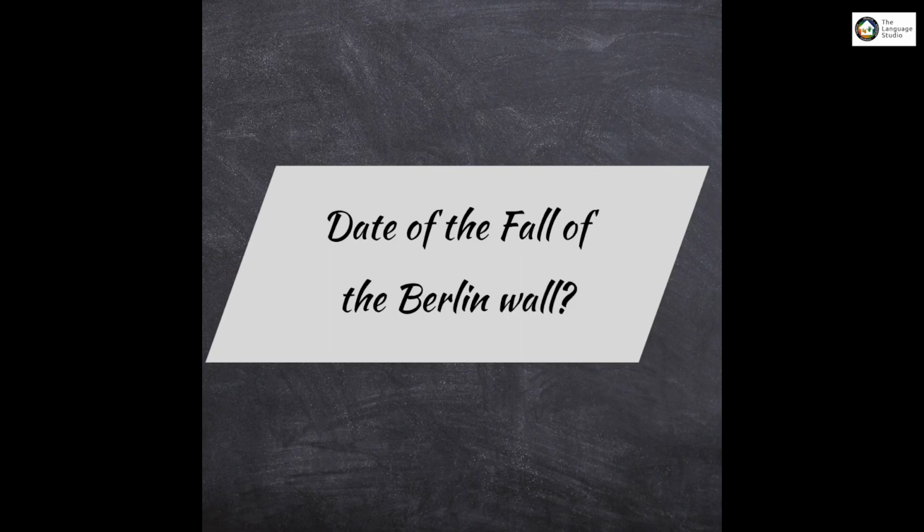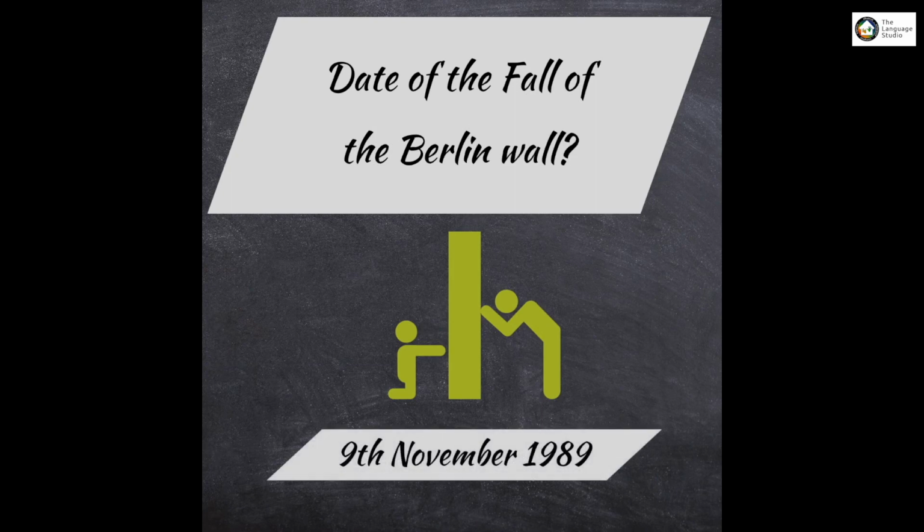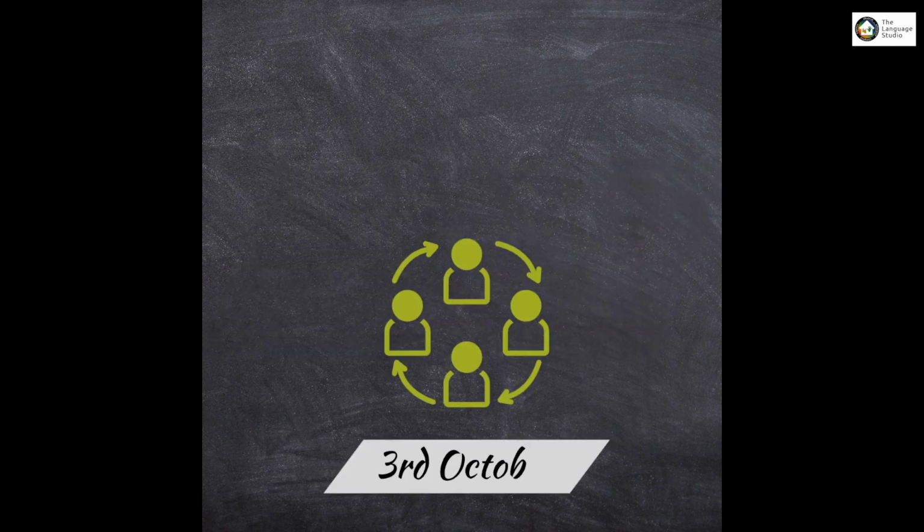The date of the fall of the Berlin Wall is? And the answer is 9th November 1989. And the last question, when is the German Unity Day celebrated? And you know the answer? 3rd October.